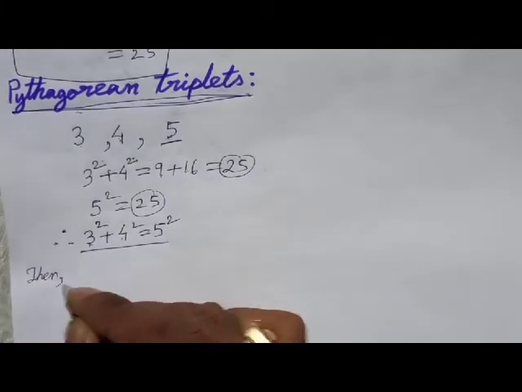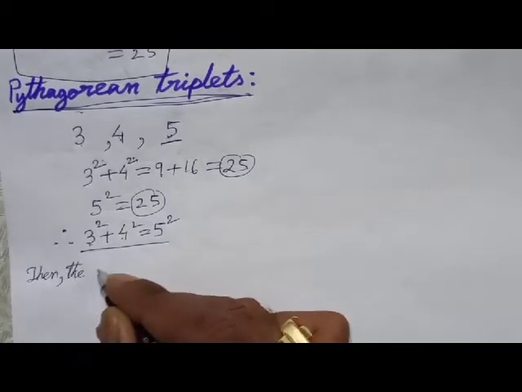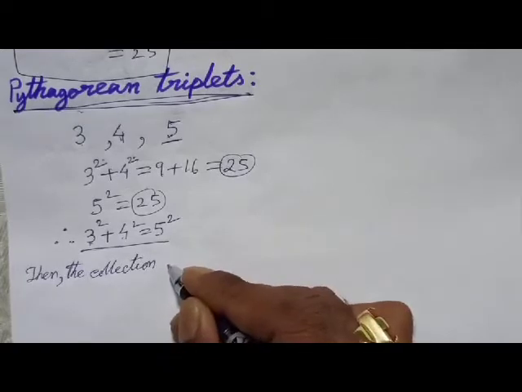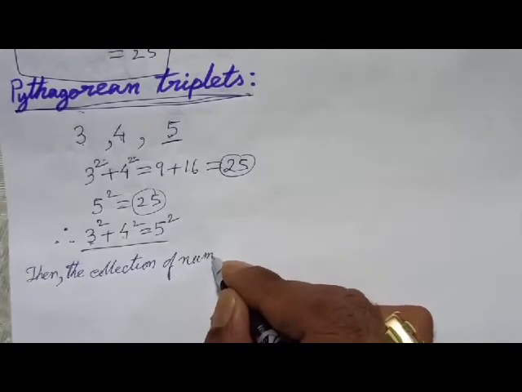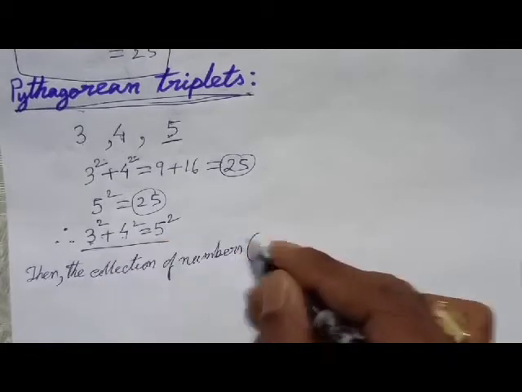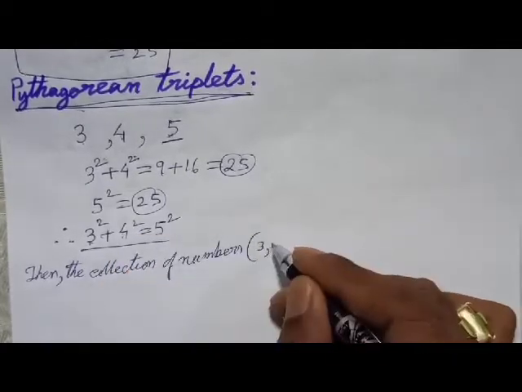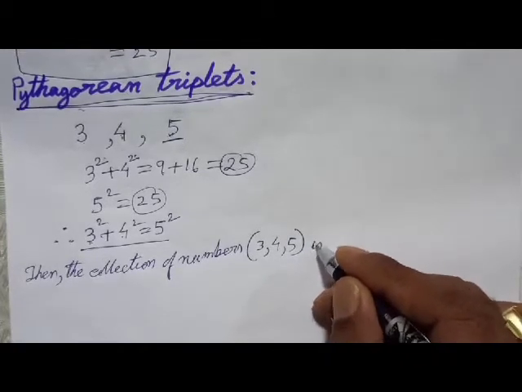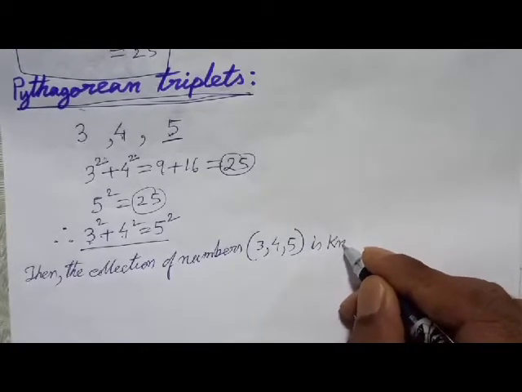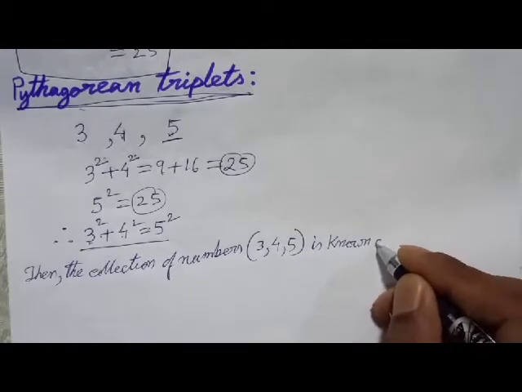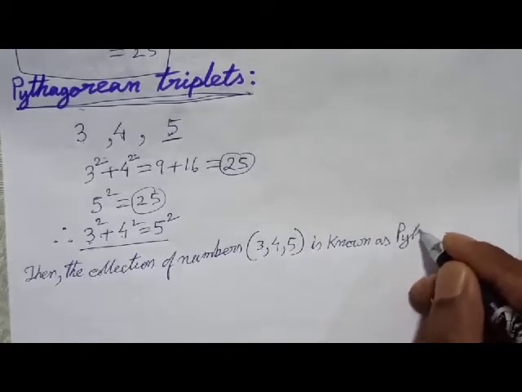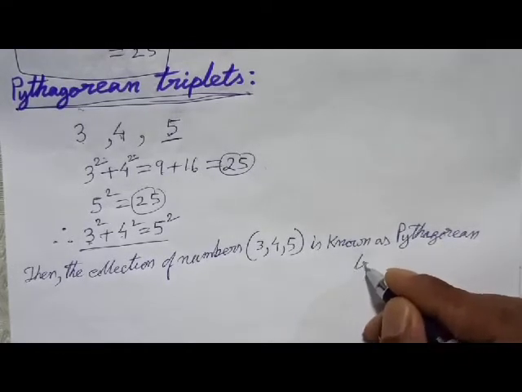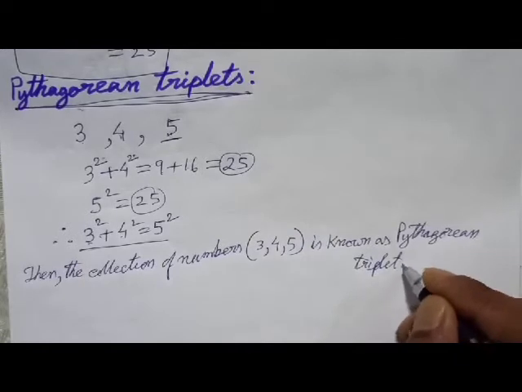Then the collection of numbers 3, 4 and 5, these numbers are known as Pythagorean triplet.